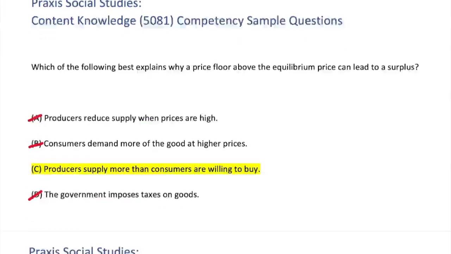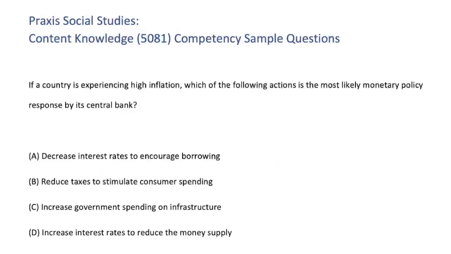surplus. If a country is experiencing high inflation, which of the following actions is the most likely monetary policy response by its central bank? Would it be A, decrease interest rates to encourage borrowing? B, reduce taxes to stimulate consumer spending? C, increase government spending on infrastructure? Or D, increase interest rates to reduce the money supply?